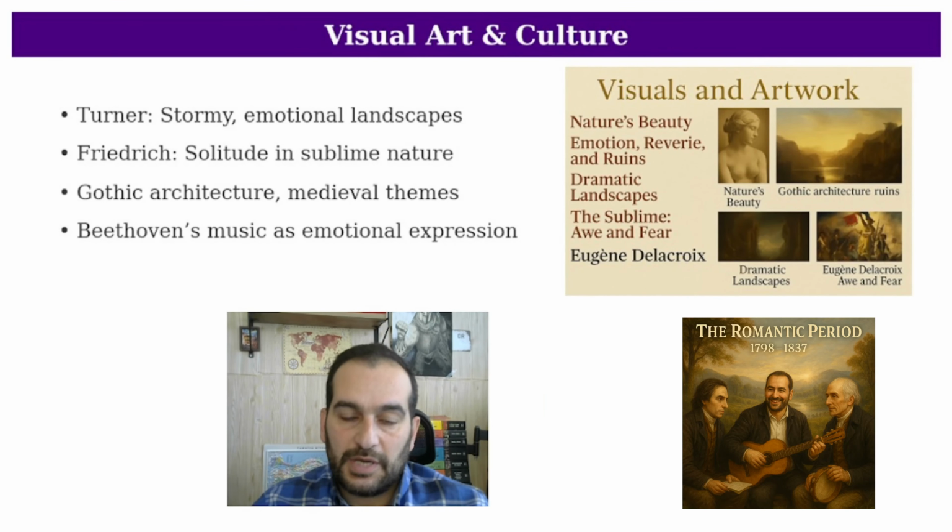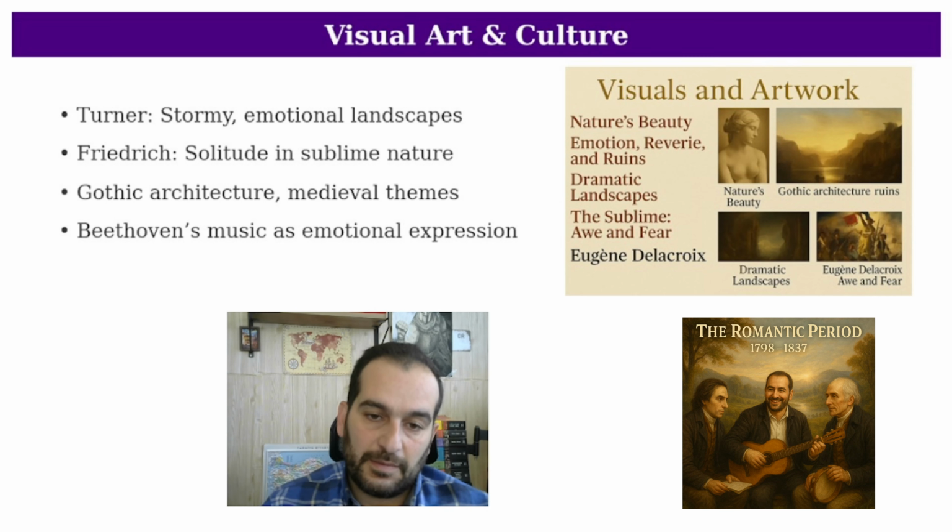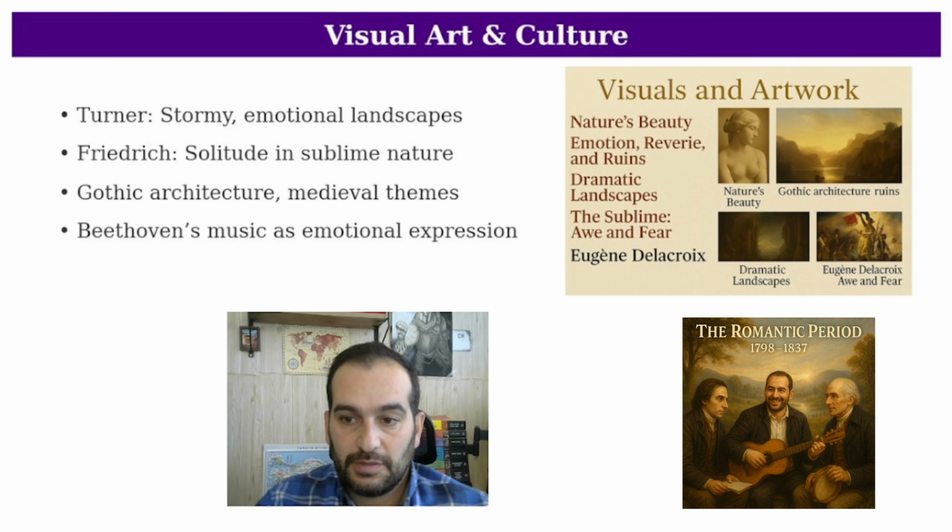If we talk about art and culture during the Romantic period, it was also a rich period as far as visual art and culture were concerned. We see emotional, stormy landscapes, and we see Gothic architecture, and we see Beethoven's expressive music, for example. It was composed during this Romantic period.